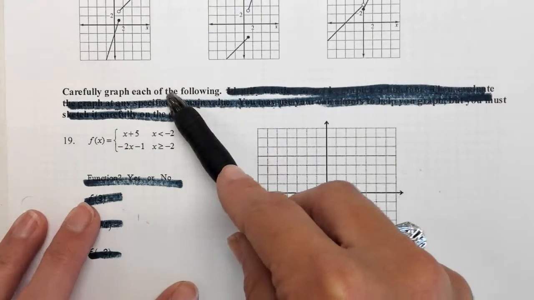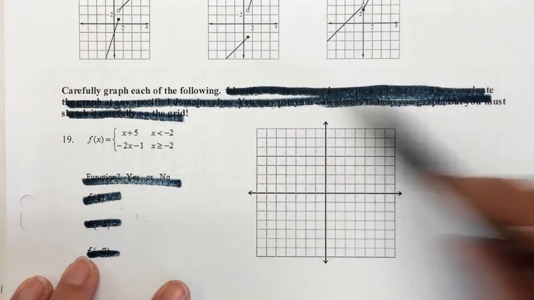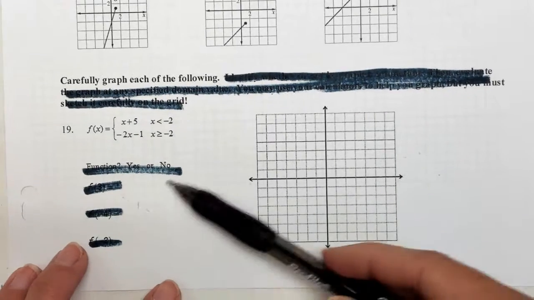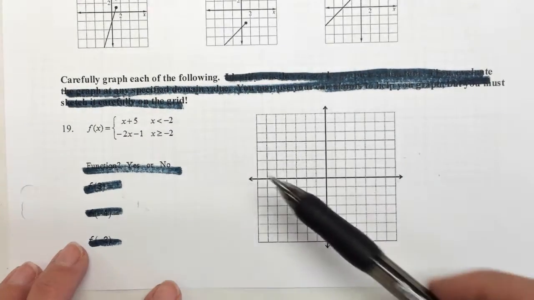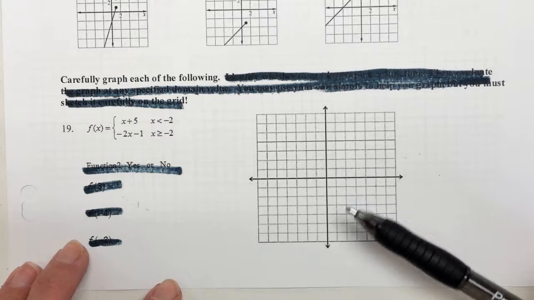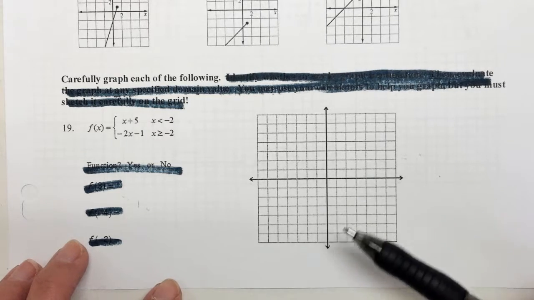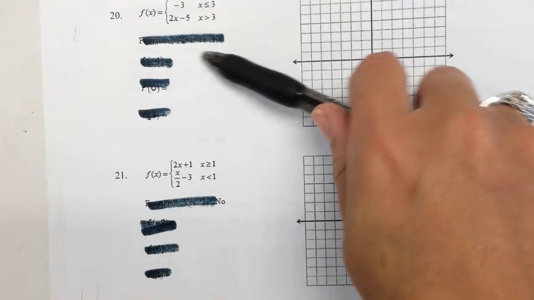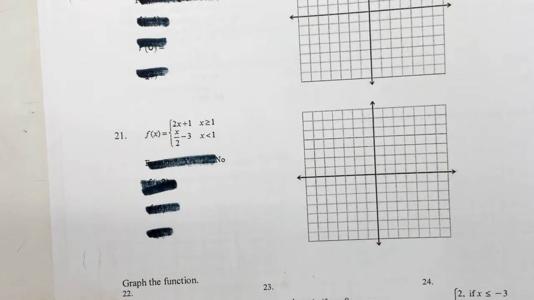I want you to mark out the part after this where it says graph each of the following. Everything else mark it out. I just want you to graph it. Okay, on number 19, also mark out if it's a function or not. I just want you to focus on graphing today. Okay, then flip it over. Again, mark out all of this stuff on 20. Is it a function? You're just working on graphing it.